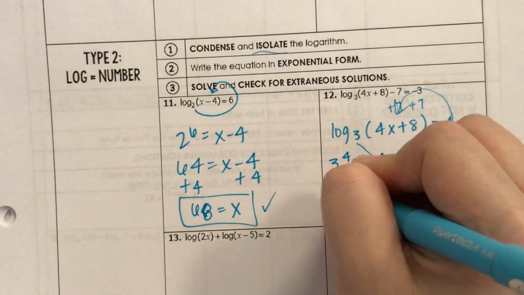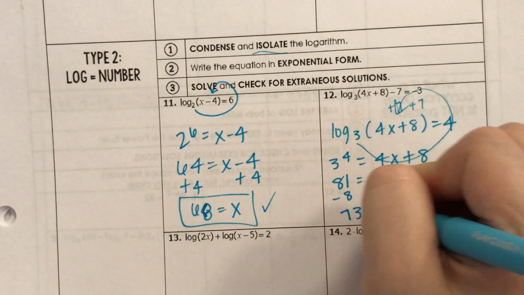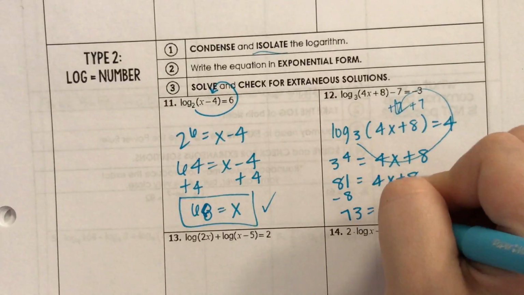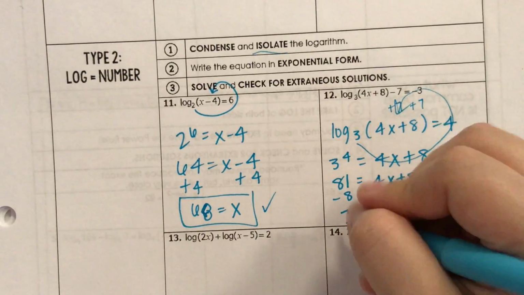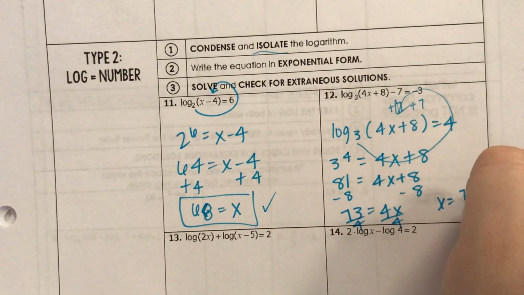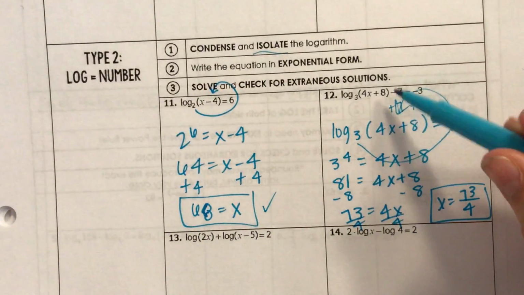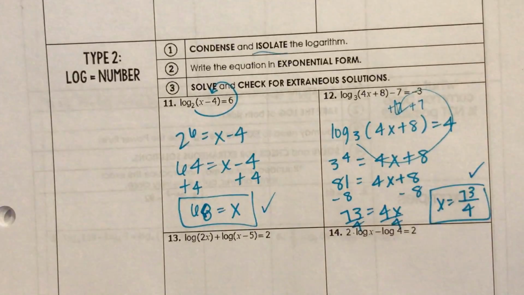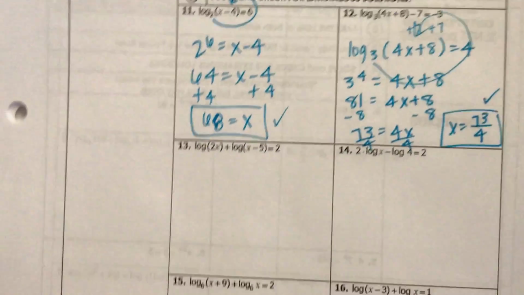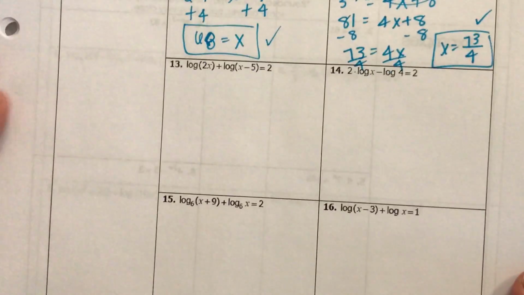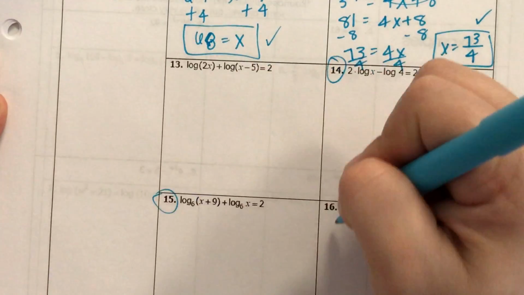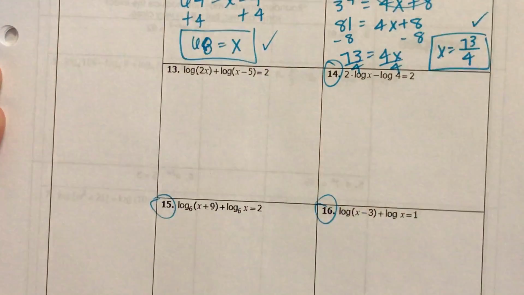Minus 8. 73 equals 4x. Divide by 4. Well, that's just a fraction. x equals 73 over 4. And if I plug it in, I don't get any negatives, so we're good. We'll do 13 in the video, and then we'll do 14, 15, and 16 in class, along with the other ones from the other side.